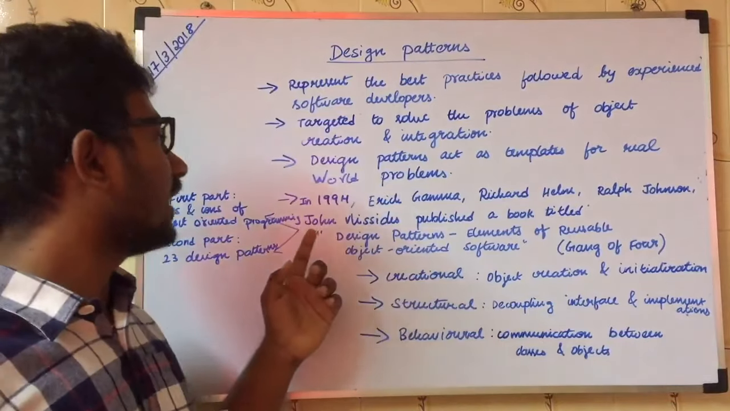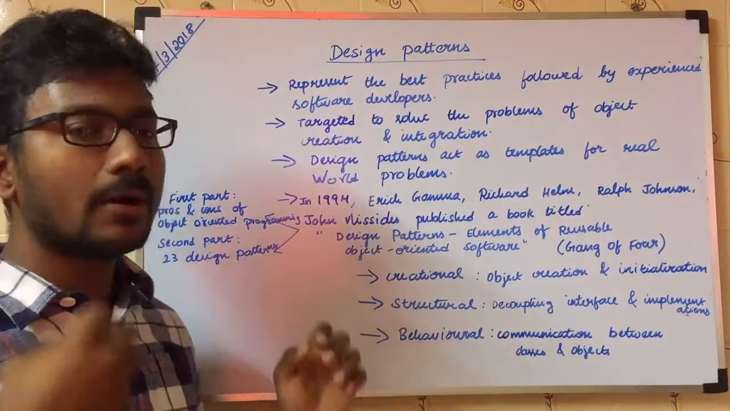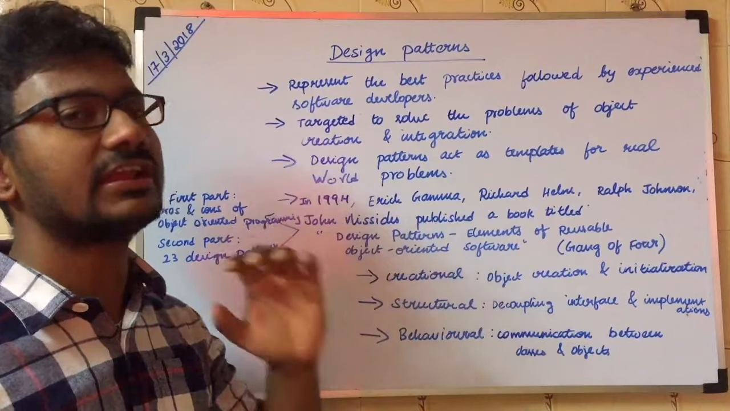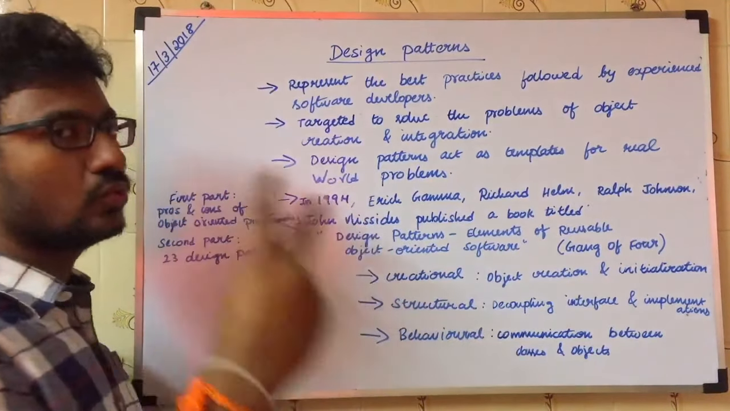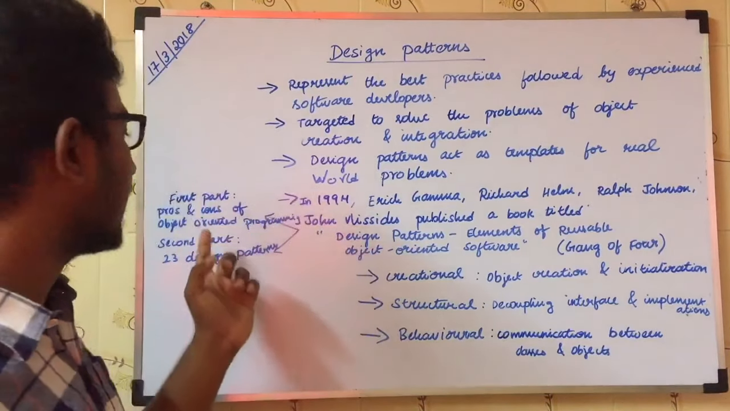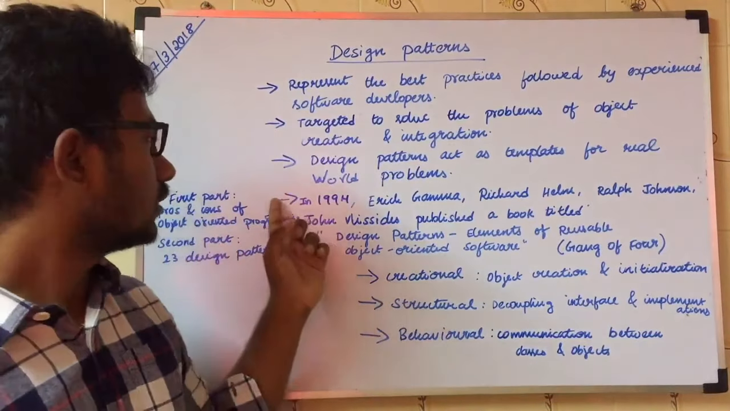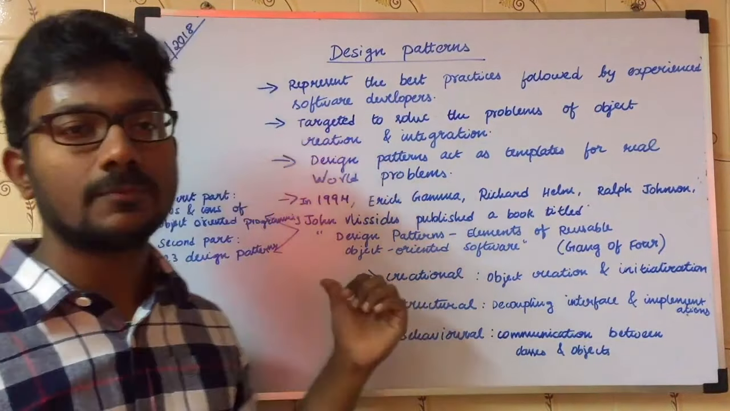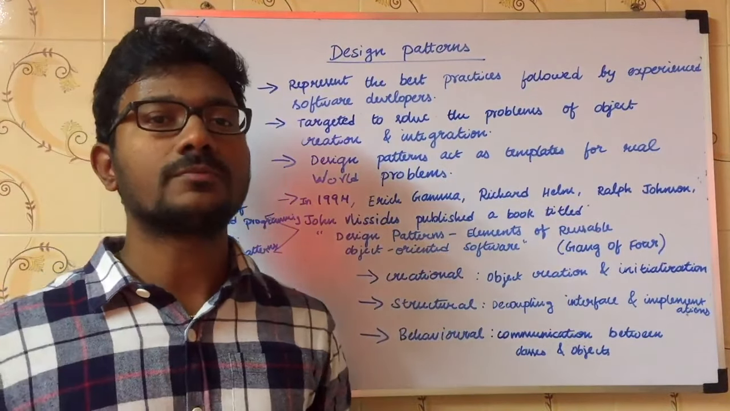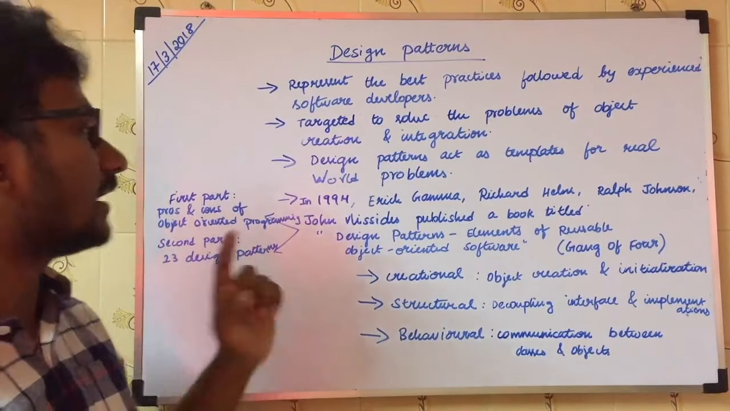This was discovered by four people, Erich, Richard, Ralph and John, and they published a book called Design Patterns: Elements of Reusable Object-Oriented Software in 1994. This book covers two things. The first part covers the pros and cons of object-oriented programming, and the second part covers 23 design patterns. The first part was covered by many books, but the second part is a unique one. At that time, these four people stood out from other people, and the reason behind that is the second part, the 23 design patterns.